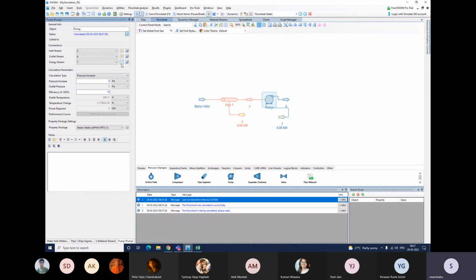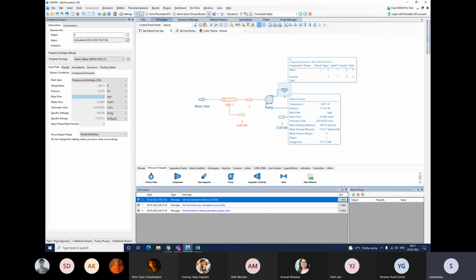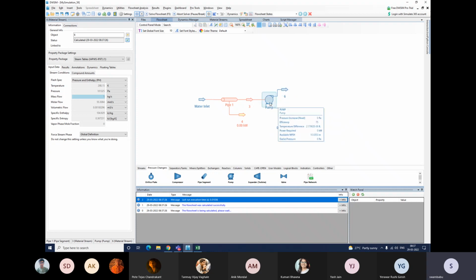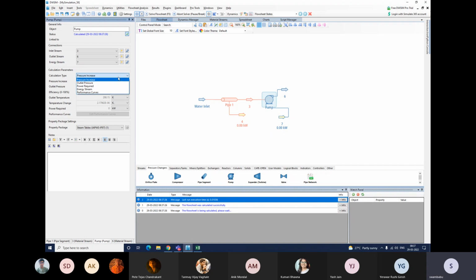Now the pump is primarily used to pressurize the liquid, or it can create some pressure head so that the fluid can go to higher elevations. So we can have multiple options. We can set the required outlet pressure. We can also use it to estimate the power required, and we can also generate the performance curves for a pump.